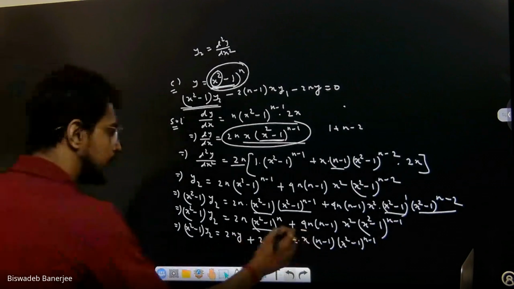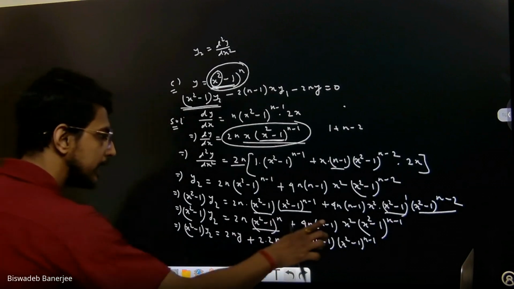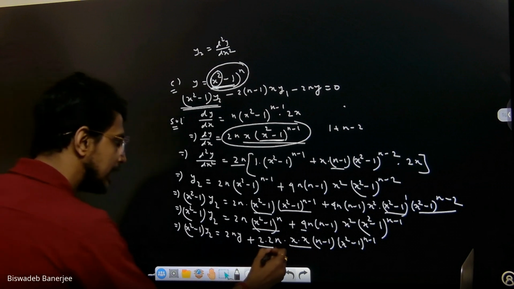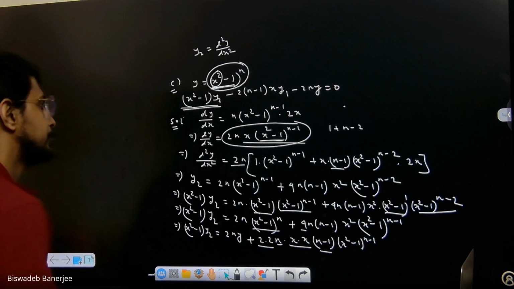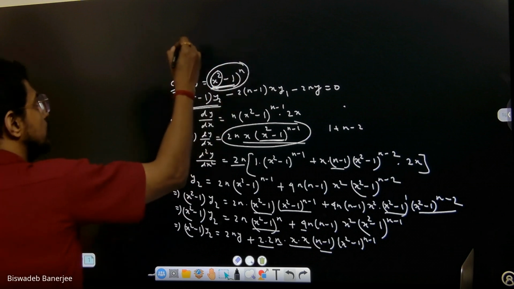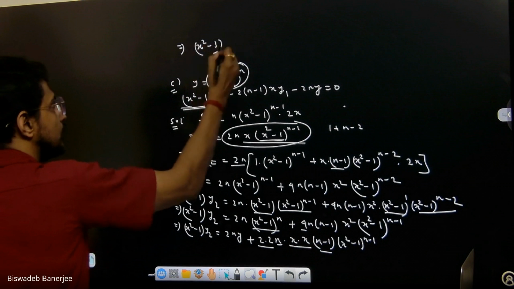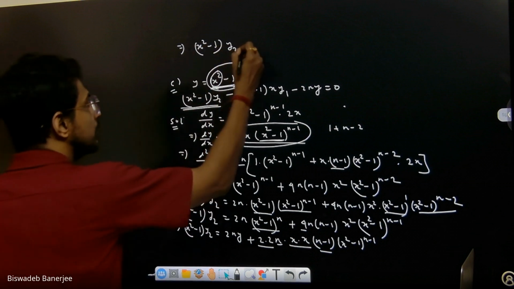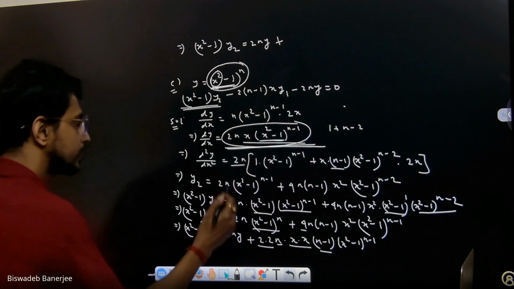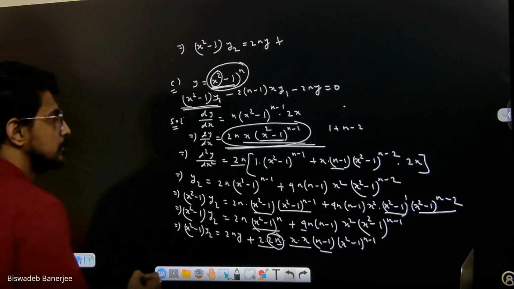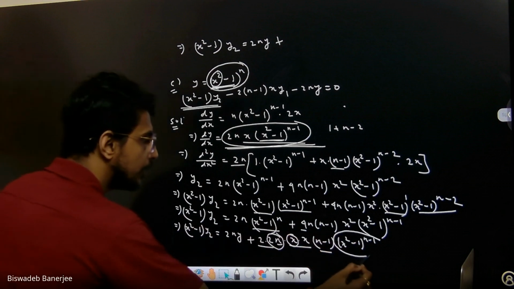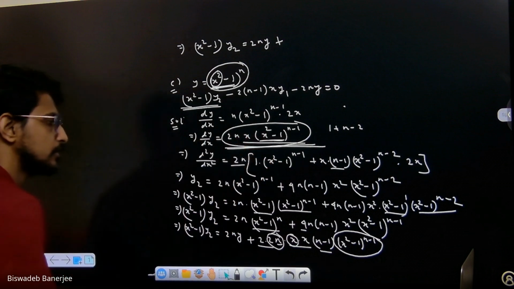What we are doing is just writing 4 as 2 into 2, then x square as x into x. This n minus 1 remains as it is. Then see that my left hand side is x square minus 1 into y2. My right hand side is 2ny. Now see that this is my dy by dx. Dy by dx is what? 2n into x, then x square minus 1 whole to the power n minus 1. This entire portion is my dy by dx.